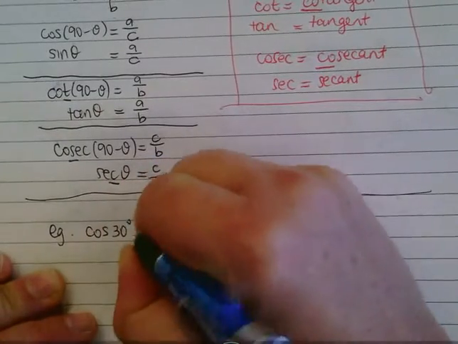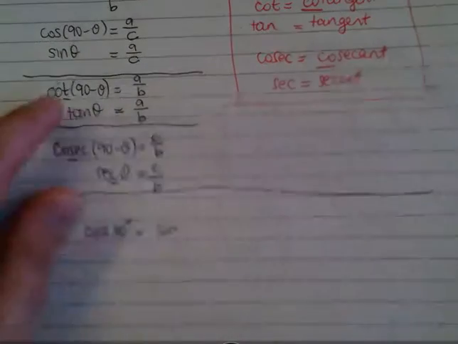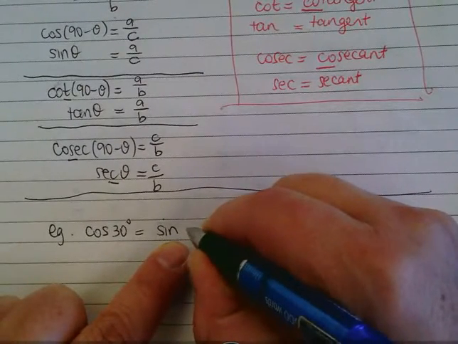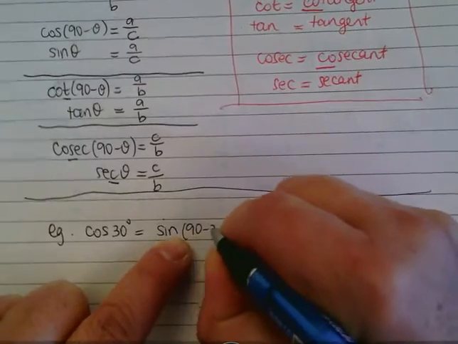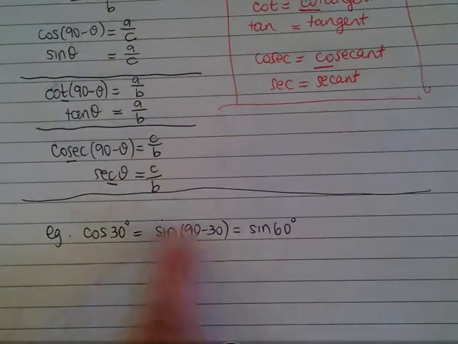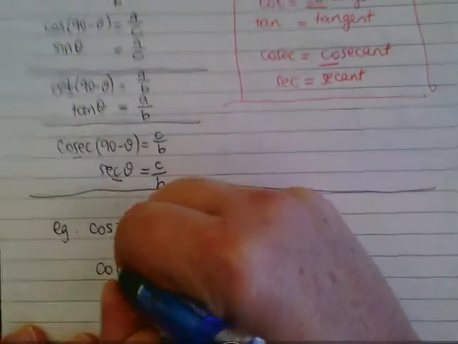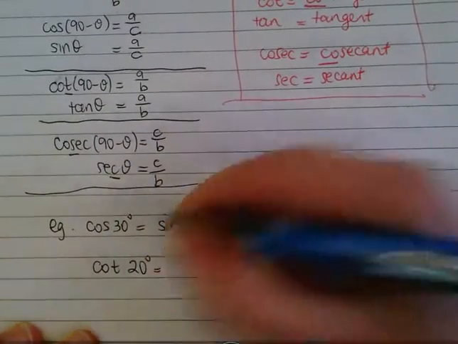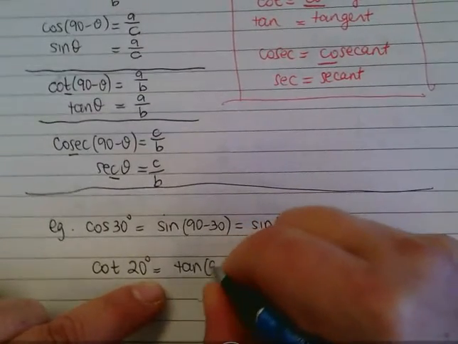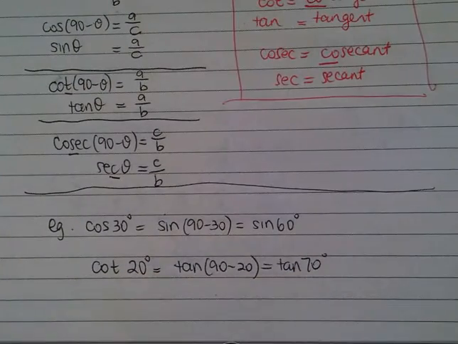Cos of 30 is the same as sine of what? They're complementary, so the two angles have to add up to 90. Sine of 90 minus 30, which is sine 60. I could write it as 90 minus 30, but after a while you'll see cos and sine together: 30 plus what gives me 90. Cot of, let's say, 20. What's its partner? Tan of 90 minus 20, which is tan 70. Or 20 plus what gives me 90?